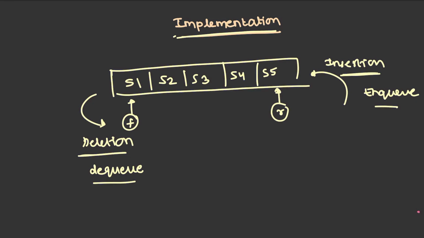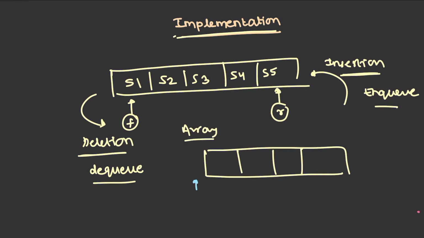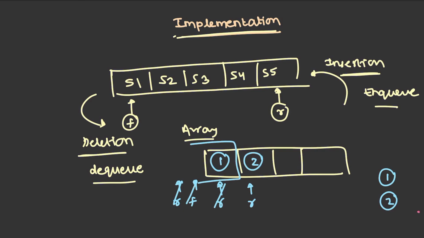Let's try to understand its implementation with the help of an array. Suppose we have an array. You have a front and rear pointer initially. When you want to insert, let's say 1, you increment the rear pointer and insert the element. Similarly, to insert 2, again you increment the rear pointer and insert the element. Now, if I want to delete the first element, I'll take this element and increment the front pointer. Now this will be out of scope. So deletion and insertion happen with the help of front and rear pointers, by incrementing and by taking the value at that respective position of the array.